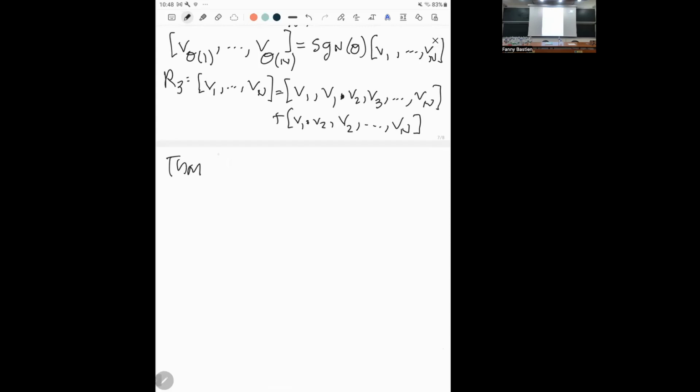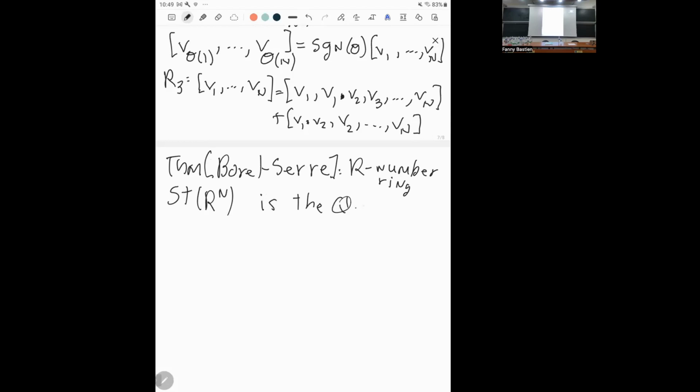As I mentioned before, one reason why you should care about the Steinberg module is Borel and Serre's result, which is that for R a number ring, the Steinberg module of R^n is the rational dualizing module of SL_n(R).